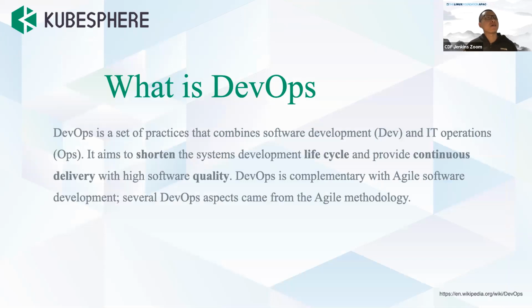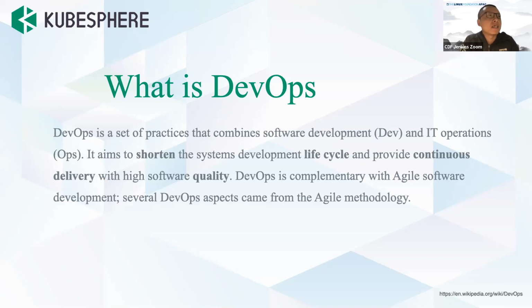So what is DevOps? This is a definition from the wiki page. DevOps is a set of practices that combines software development and IT operations. It aims to shorten the system development life cycle and provide continuous delivery with high software quality. DevOps is complementary with Agile software development. Several DevOps aspects come from the Agile methodology.